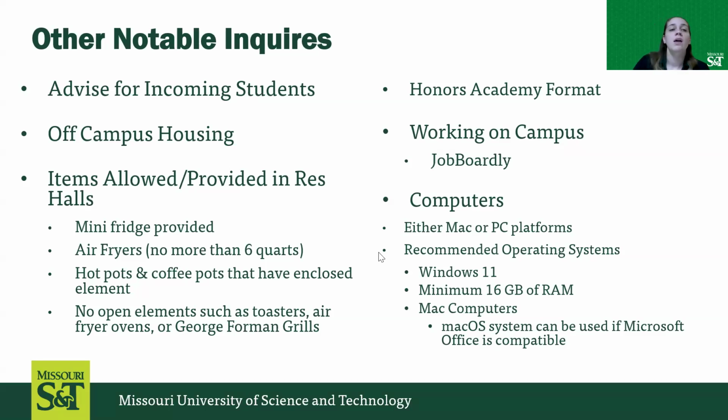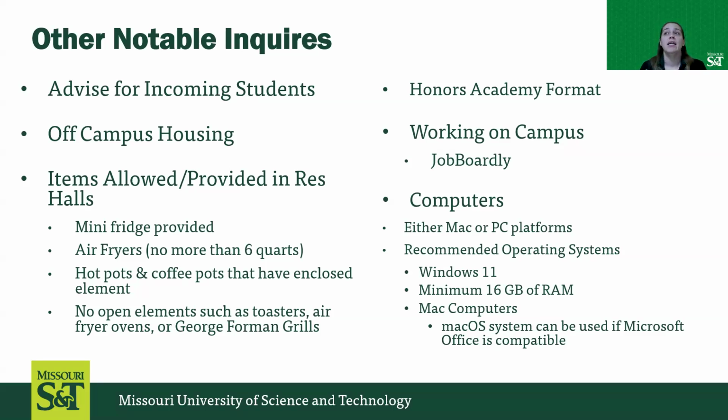In terms of items that are allowed in the residential halls or provided, a mini fridge is provided, except for in University Commons, where you actually have a full fridge. Microwave is not provided, so you would need one of those. Air fryers are allowed. That is one of the most common questions, but it cannot be any more than 6 quarts. But please be aware, it can't be an air fryer oven.